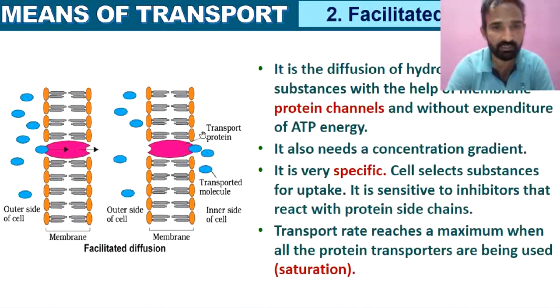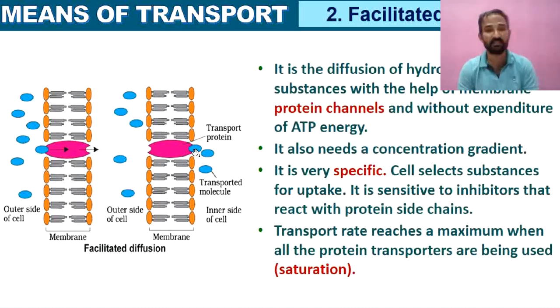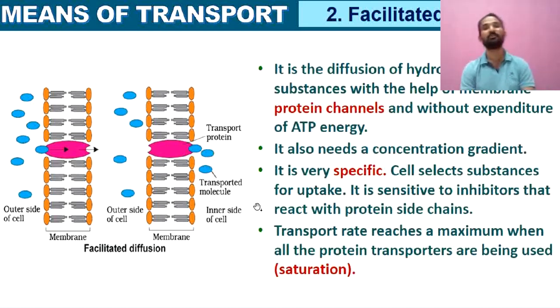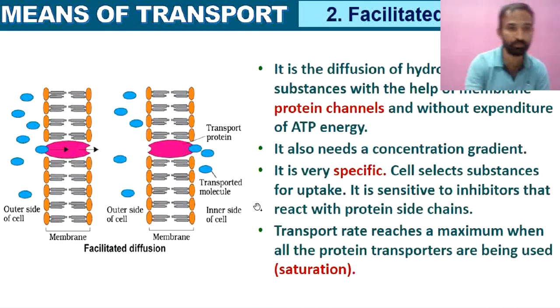Here mainly the transport proteins are involved, without using ATP energy. As you see here, there are many molecules, and a specific carrier protein is there. This carrier protein is attached to the molecules, and the molecule is transported to the other side. So the molecules present on the outer side of the cell enter the inner side of the cell. It also needs the concentration gradient. Here the molecules are in higher concentration, and here lower concentration.